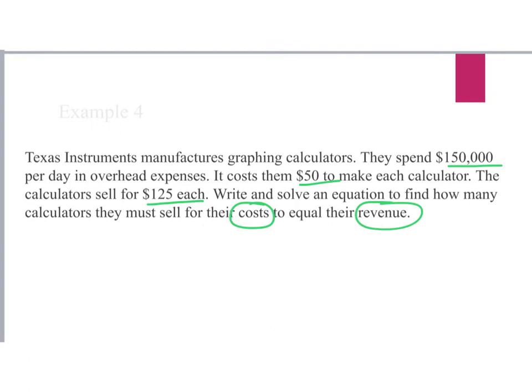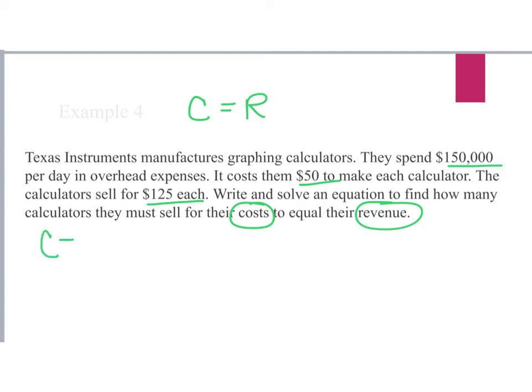So this is kind of like a classic business case. So you want your cost to equal your revenue. This is what we call our break-even point. This is where the company's not making money, but it's also not costing them to produce anything either.